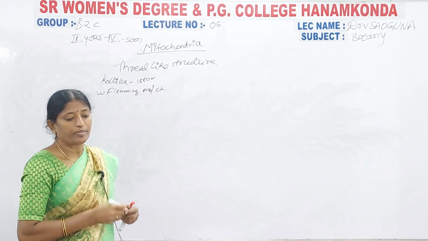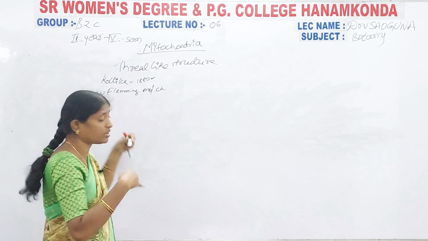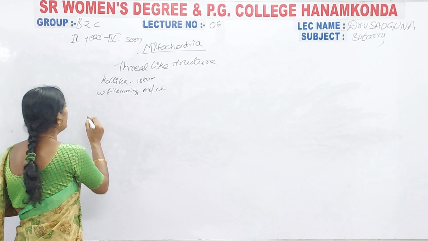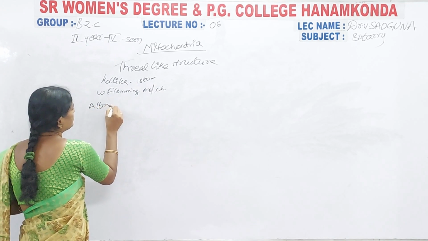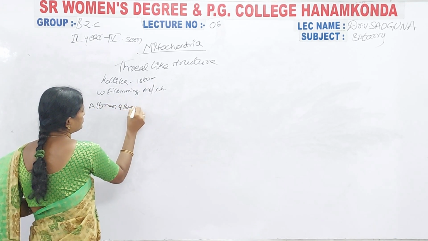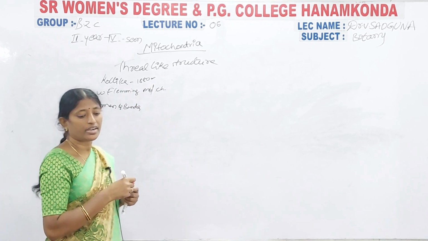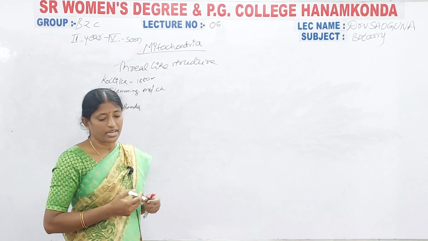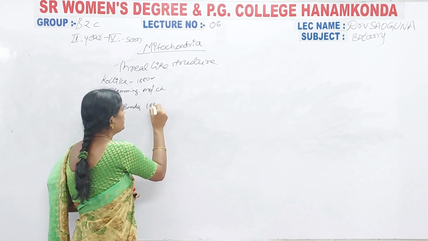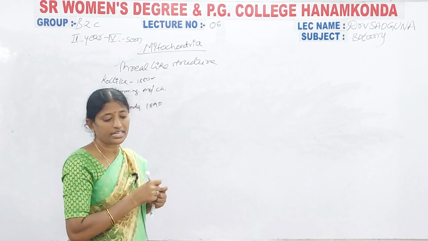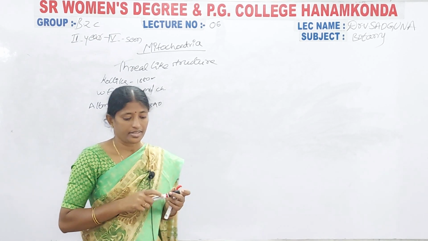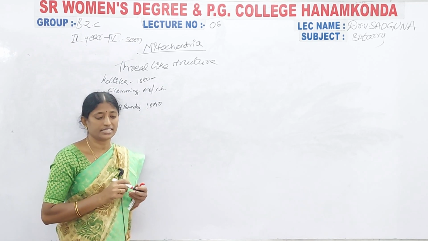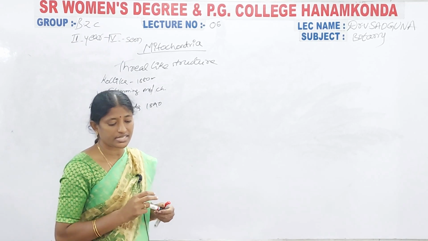Then Altman and Benda discovered different thread-like structures, which are called mitochondria. It was announced in 1890. So there were different morphological studies.